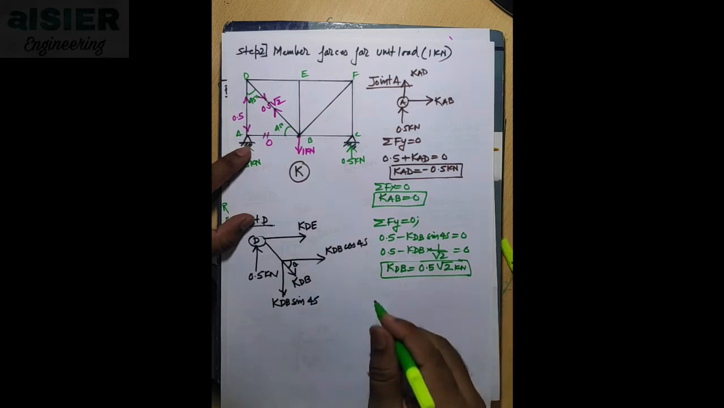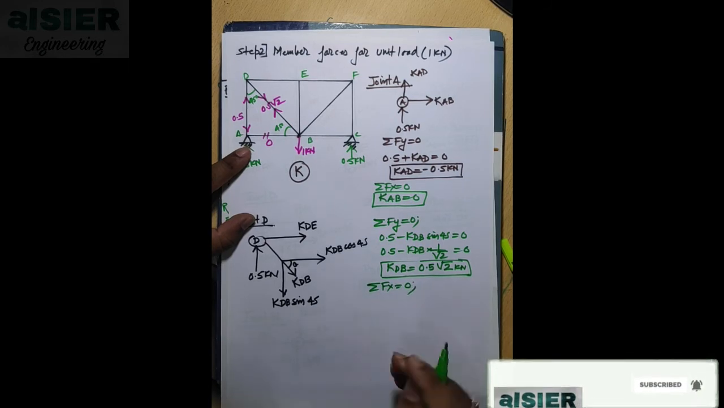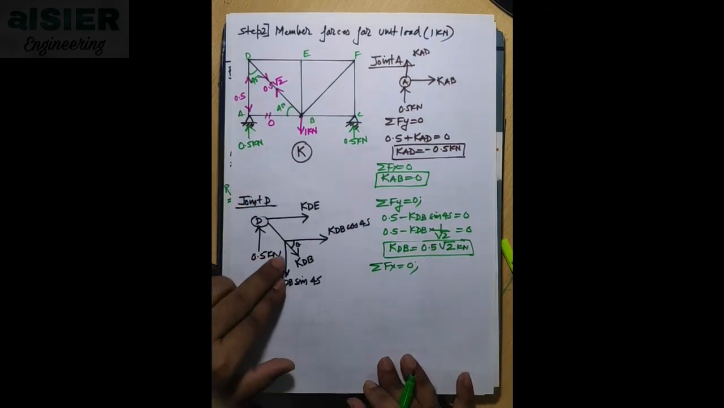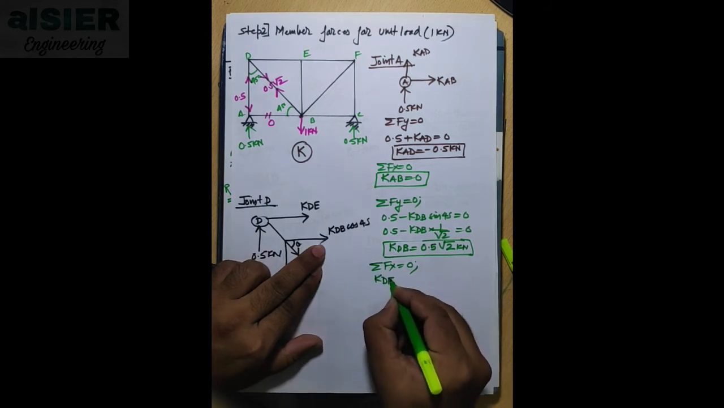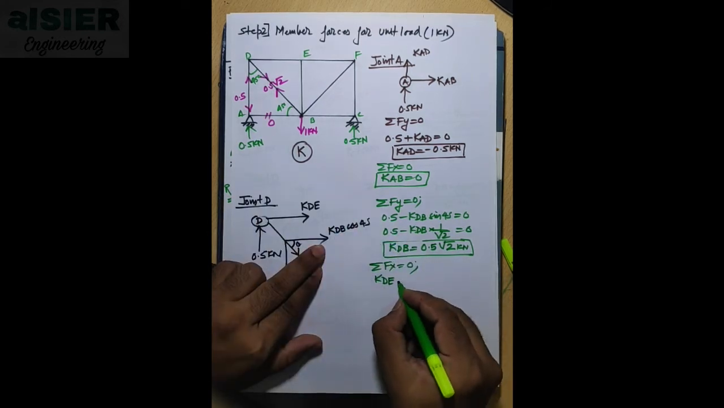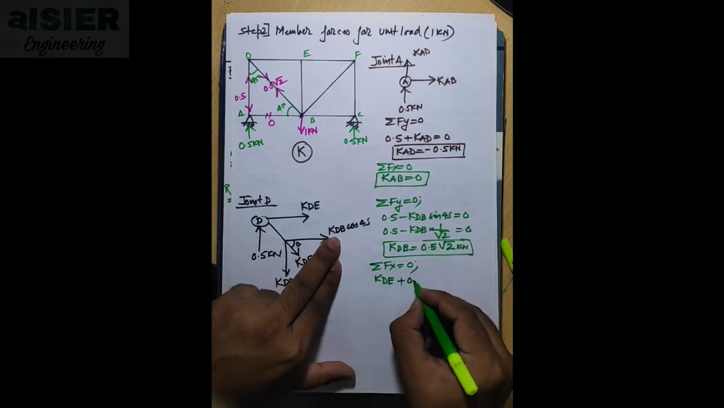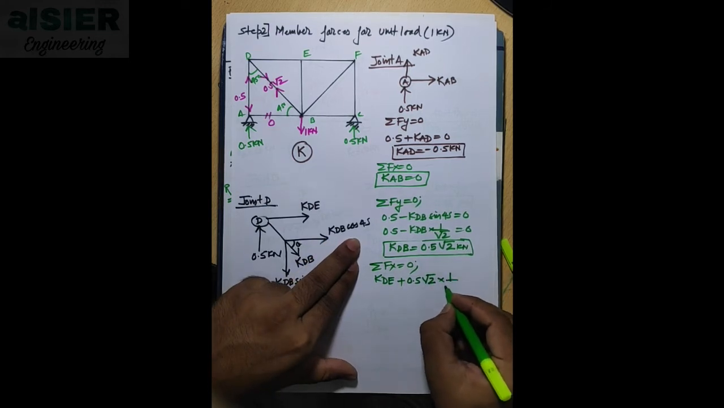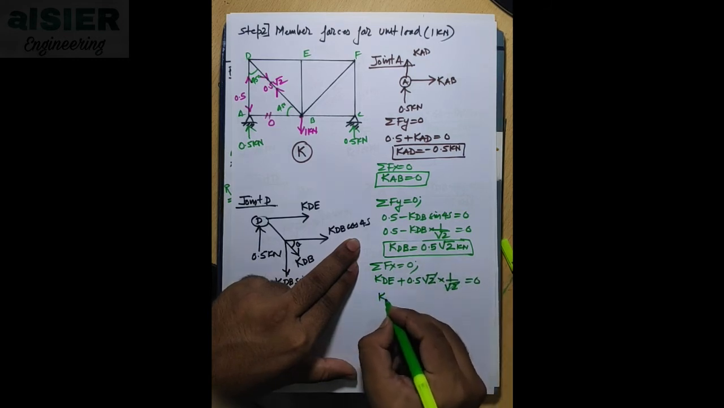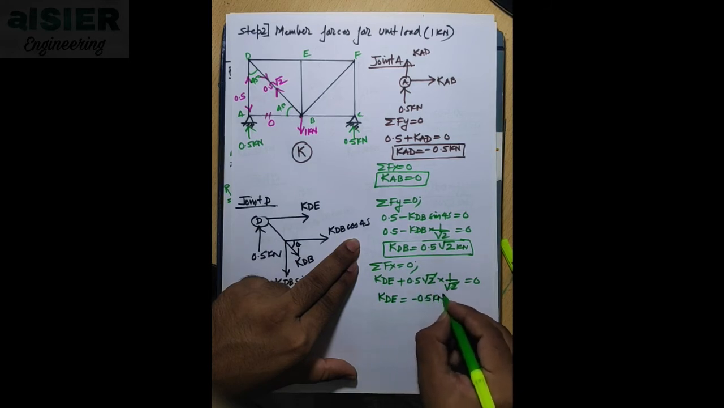Now we will do summation of Fx. So summation of Fx is equals to 0. So how many forces are there? Horizontal forces KDE and KDB. So KDE, it is going towards right, therefore plus KDB cos 45. So KDB, we know that KDB is 0.5 root 2 and cos 45 is 1 upon root 2 is equals to 0. So root 2 will get cancelled and we will get KDE is equals to minus 0.5 kilonewton.